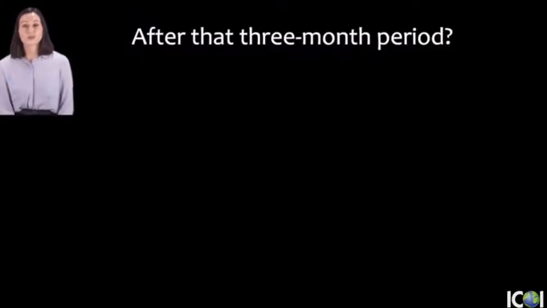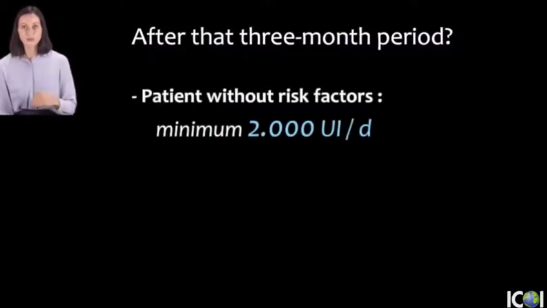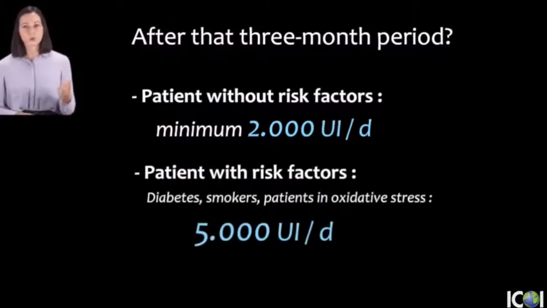And after the 3 months healing period, we have to still give our patient vitamin D. If a patient is deficient one day, he will be deficient after 1 month, 1 year, or 10 years. So we have to give for a normal patient 2,000 units a day, and for risk patients, diabetics, smokers, or patients with chronic oxidative stress, 5,000 units a day.